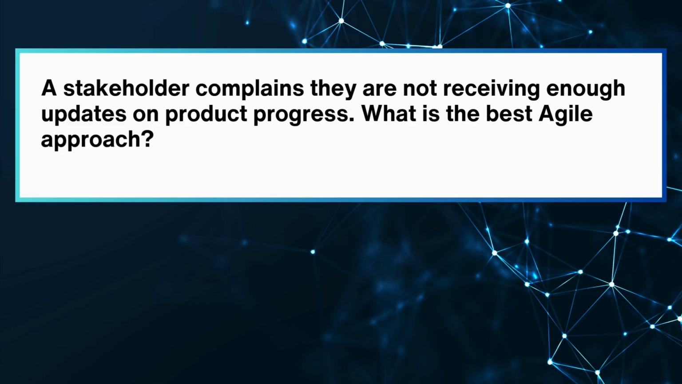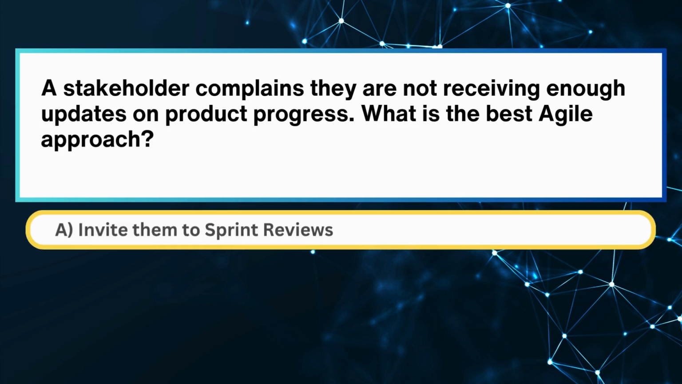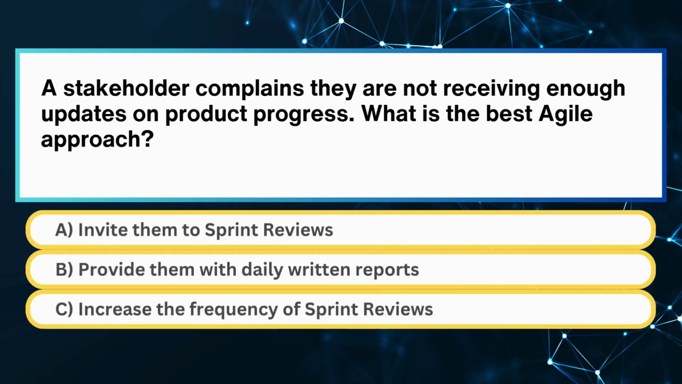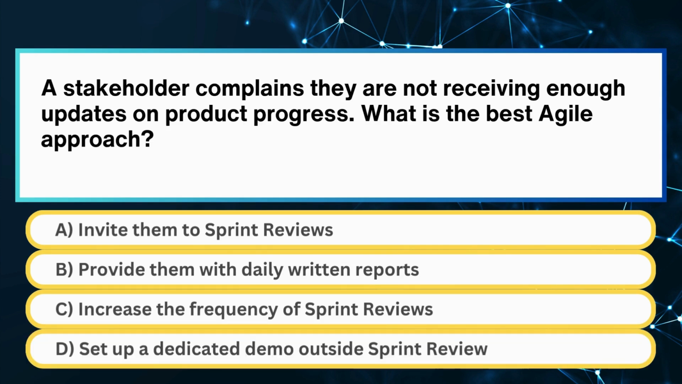A stakeholder complains they are not receiving enough updates on product progress. What is the best Agile approach? Is it A. Invite them to sprint reviews, B. Provide them with daily written reports, C. Increase the frequency of sprint reviews, or D. Set up a dedicated demo outside sprint review?